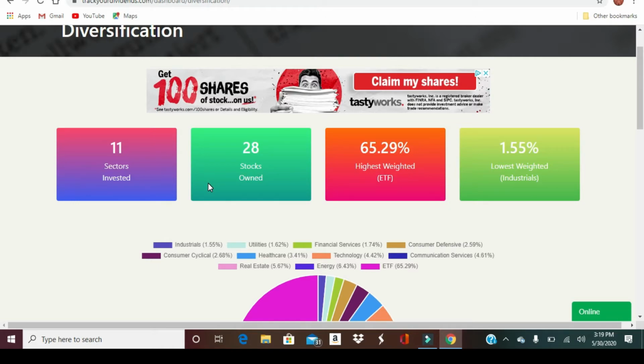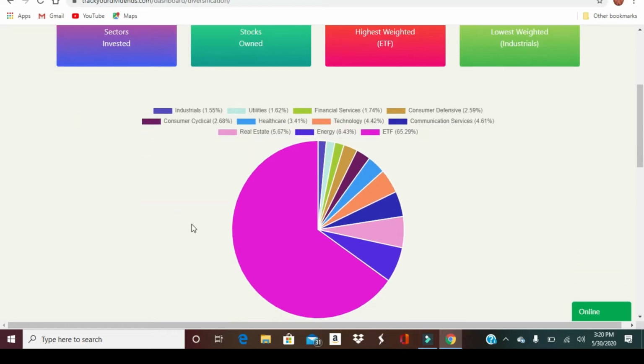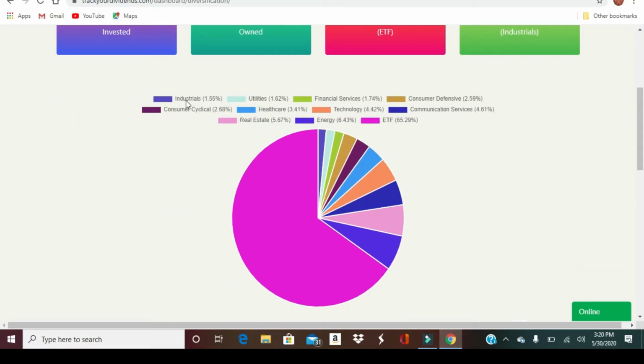It's not good to just own 20 different stocks in oil, because if oil goes down, most definitely all your stocks are going to go down. It's actually good if you invest in different sectors, and that's what I try to do. Here you can see it's broken down between industrial, utilities, financial services, consumer defensive, consumer cyclical, healthcare, technology, communication services, real estate, energy, and then ETF. That's how rounded or diversified my portfolio is.